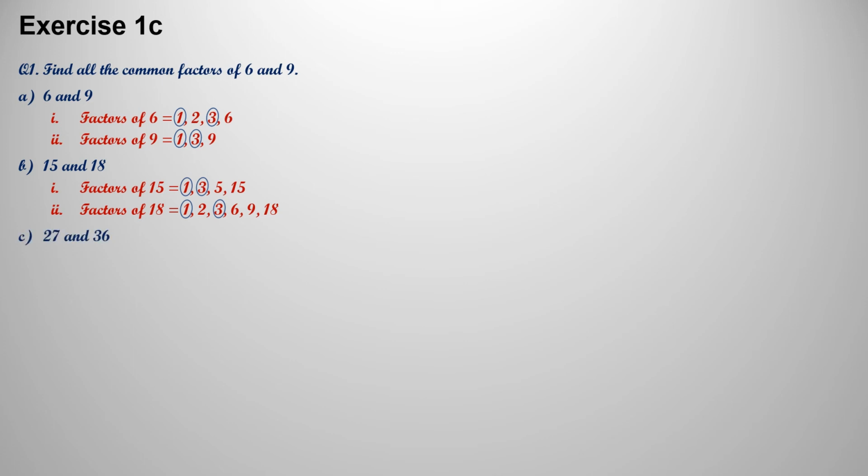Similarly, you can do part C, common factors between 27 and 36. Start by making factors of 27, make factors of 36, and then find out what is common between these two. And part D, 45 and 75.